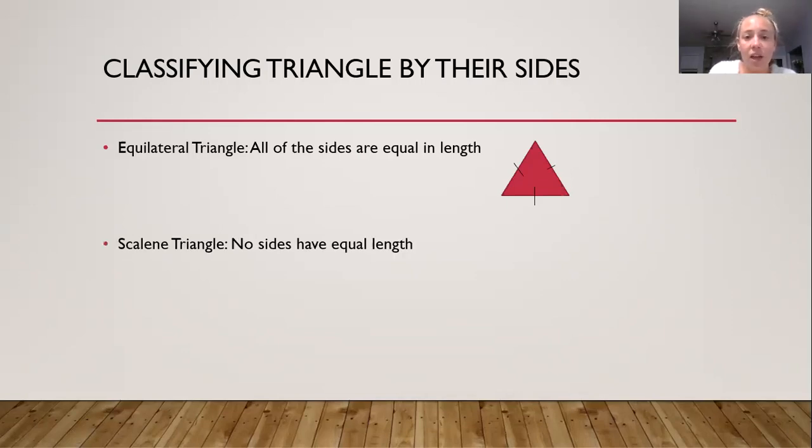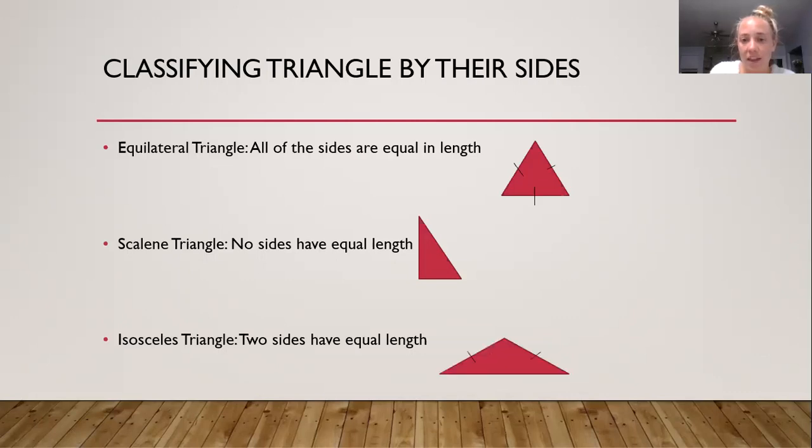A scalene triangle has no sides that have equal length, like that. And an isosceles triangle has two sides that are equal in length. And you can mark those two sides with the black notch. So those are the different ways of classifying shapes.